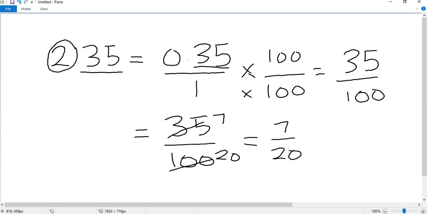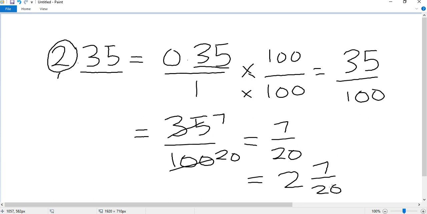And now we bring in the 2, which is a whole number, right? From there. So the final answer becomes 2 and 7 over 20. Remember, 2 is a whole number, okay? And the fraction we have is 7 over 20. So we don't do anything with the 2, right? We just work on the numbers that are after the decimal point.